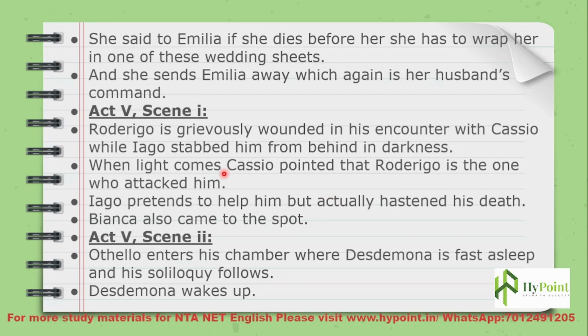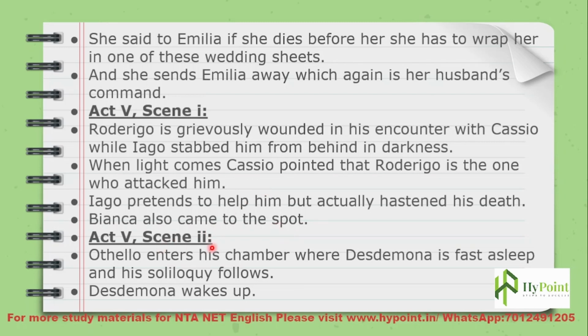So what happens? Rodrigo and Cassio engage in a fight as told by Iago to Rodrigo, and Rodrigo was mortally wounded, and Cassio was also wounded because he was stabbed by Iago from behind in darkness. And when the light comes, Iago points out that Rodrigo was the one who started attacking, and Iago also pretends that he is helping Cassio, but actually he delays the medical help which must be given to Cassio and Rodrigo, and actually hastens their death. And Bianca also comes to the spot.